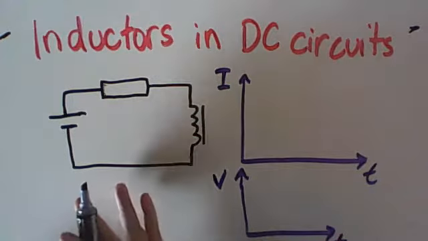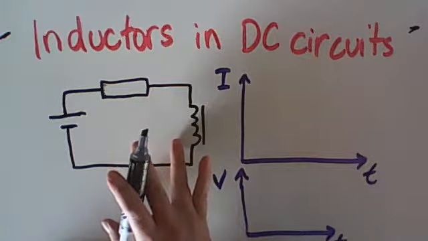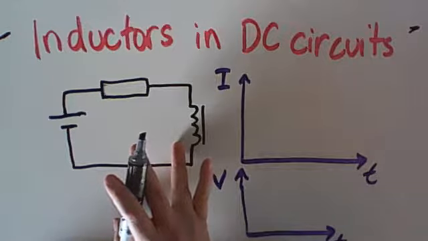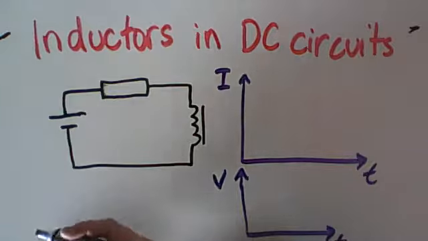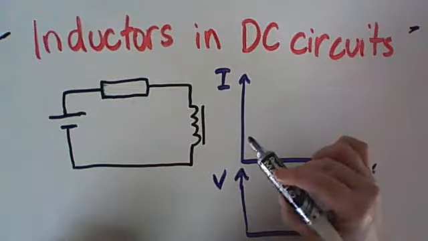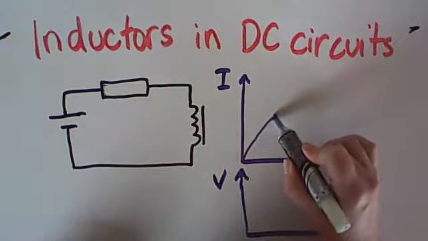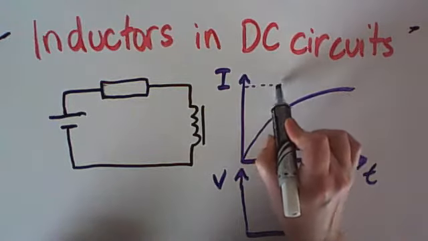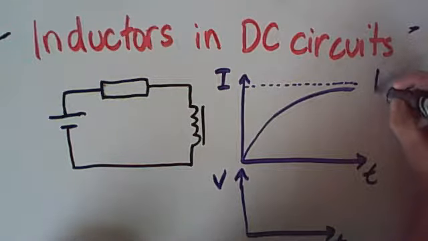However, over time, that will change. Slowly, the current will start to flow faster and faster through it because the flux will be changing less and less rapidly, and therefore it will stop resisting that change so much. And so what we get is, at first, no current flowing, and over time, more and more current flowing until it reaches maximum current.